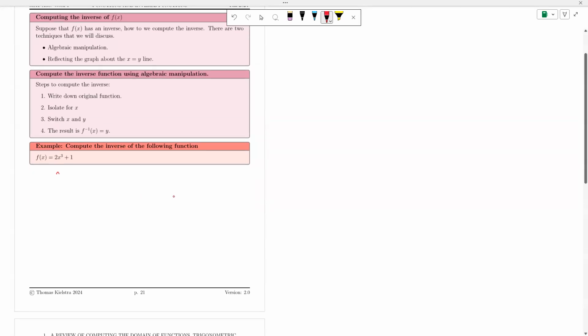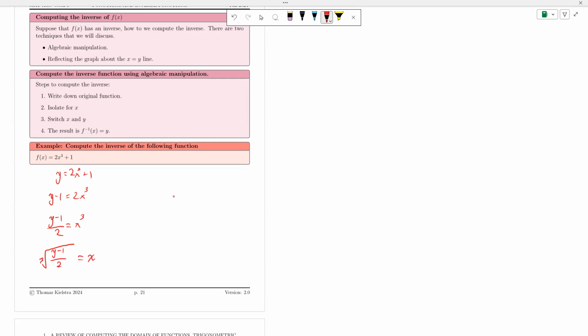We're going to write it down as y equals 2x cubed plus 1. Now we're going to try to get x by itself. So it becomes y minus 1 equals 2x cubed. Y minus 1 over 2 equals x cubed. The cubed root of y minus 1 over 2 equals x. Okay.